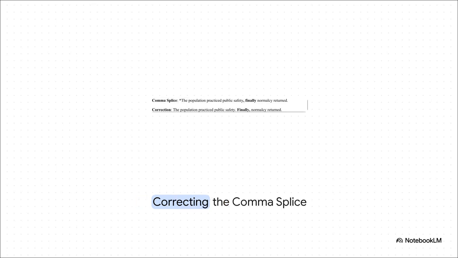To fix a comma splice like this, you have to upgrade your punctuation. You basically have 2 elegant choices. The first is to just use a period to create 2 distinct sentences, simple and clean. The second choice is to use a semicolon right before the conjunctive adverb and a comma right after it. A semicolon is actually strong enough to hinge those 2 independent thoughts together while maintaining that sophisticated transition word right in the middle. Remembering this single punctuation rule will instantly elevate the professionalism of your writing.